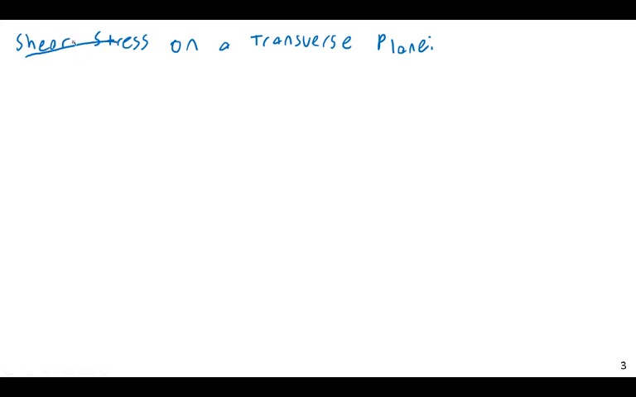I cannot draw a straight line today. Shear stress on a transverse plane. Still looks like a monkey drew it, but a little better.